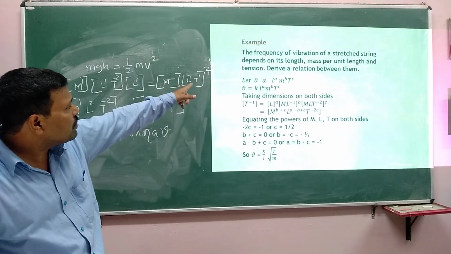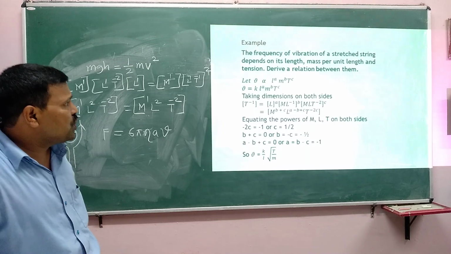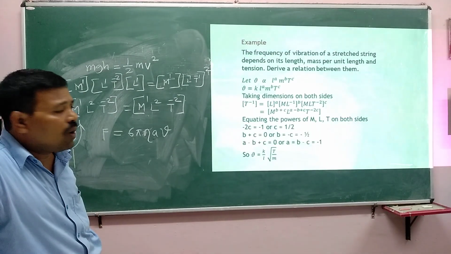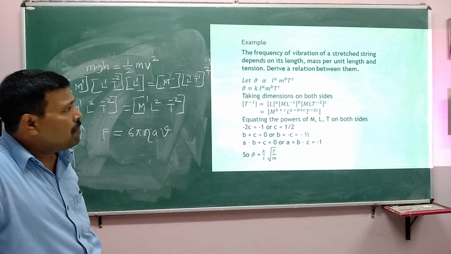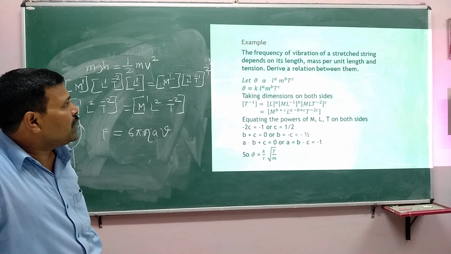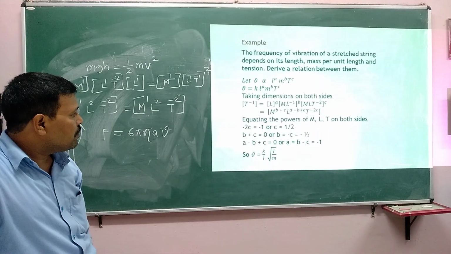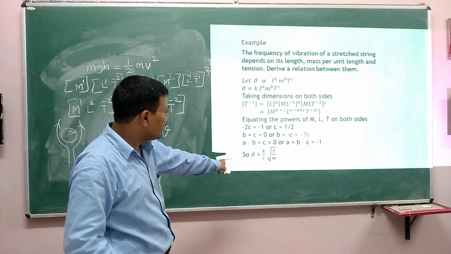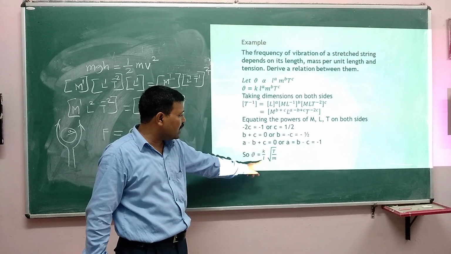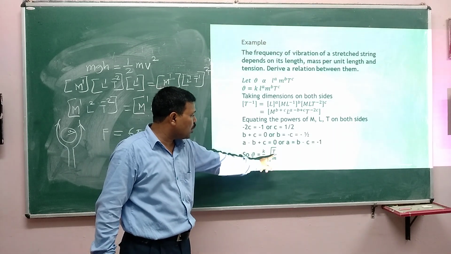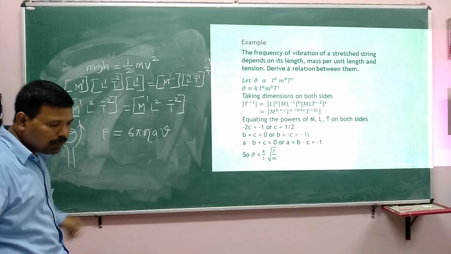Here is an example. The frequency of vibration of a stretched string depends on length, mass per unit length, and tension. Derive a relation between them. At the end, it is proved that the frequency is equal to a constant divided by length, under the root of the tension and the mass per unit length. Let us prove this formula.